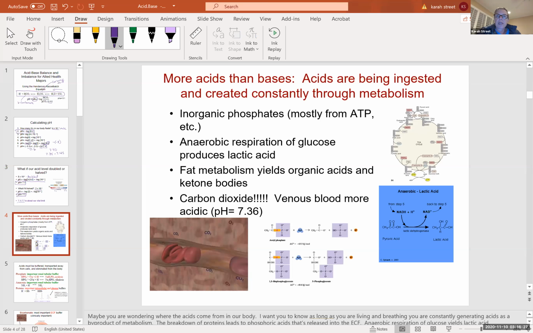Okay, so where do these acids come from? Where do these bases come from? Well, it's actually easier to start with the acids. We make acids as a byproduct of our cellular metabolism. If we're in anaerobic mode, we make lactic acid. Lactic acid, the name has the word acid in it, for crying out loud.